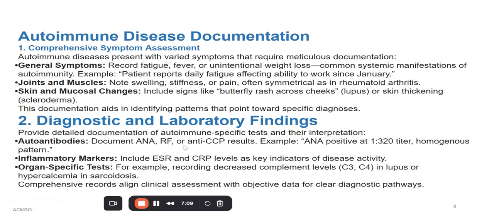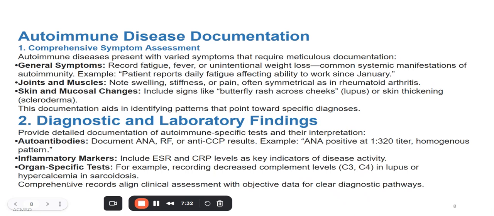Inflammatory markers include ESR and CRP levels as key indicators of disease activity. Organ-specific tests, for example, complement levels, C3, C4 in lupus, or hypercalcemia in sarcoidosis. Comprehensive records align clinical assessment with objective data for clear diagnostic pathways.